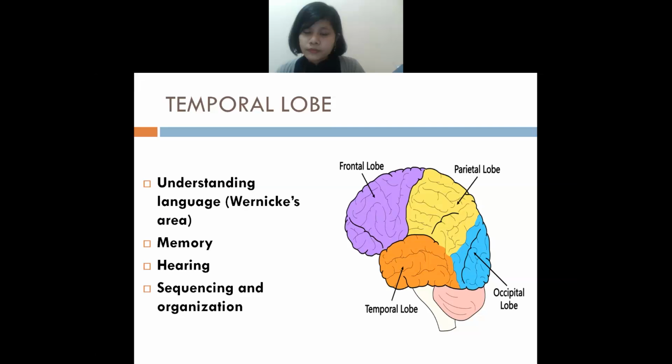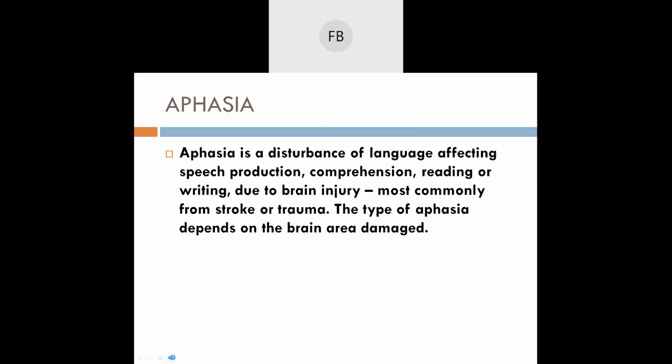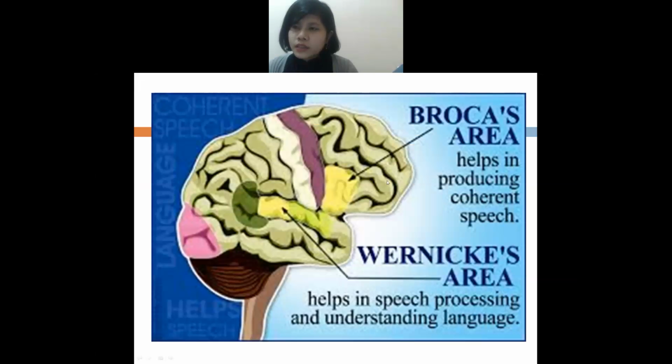Okay, is it clear everyone about the temporal lobe? Yes, ma'am. Okay. So I hope it's clear to you all. So your Broca's area is here, and your Wernicke's area, which is in the temporal lobe, it's here.